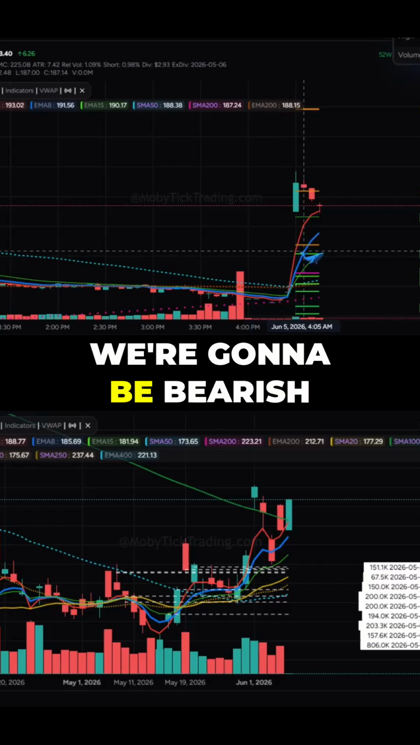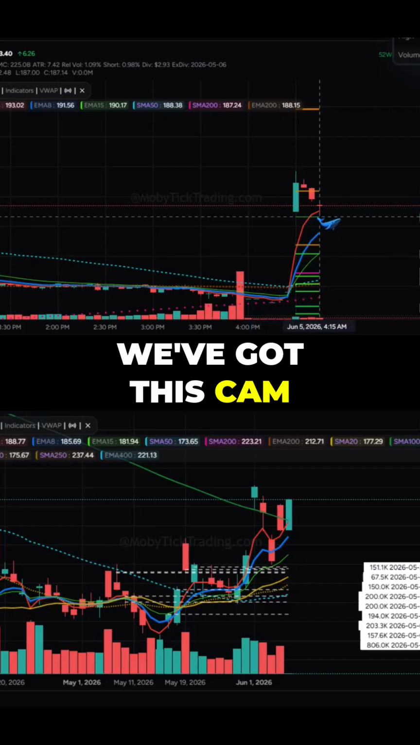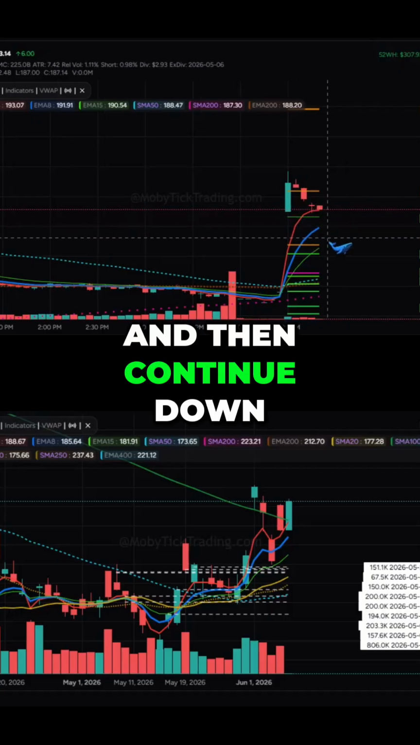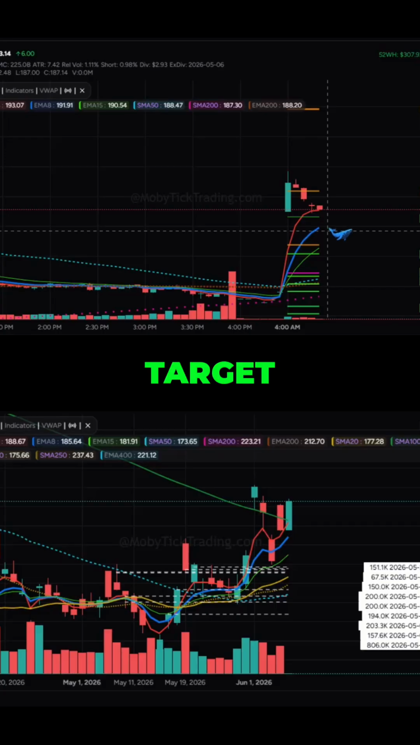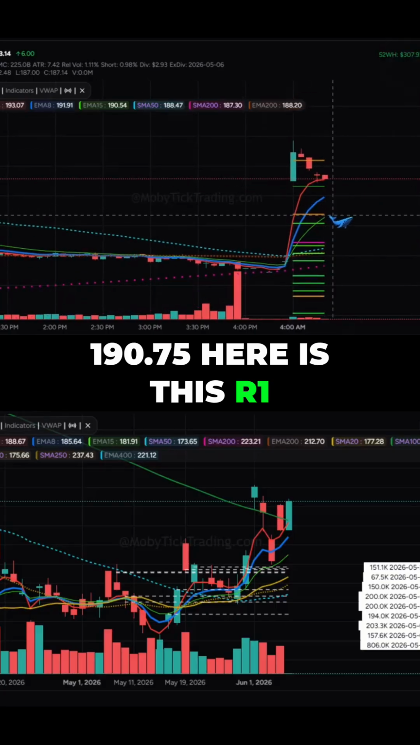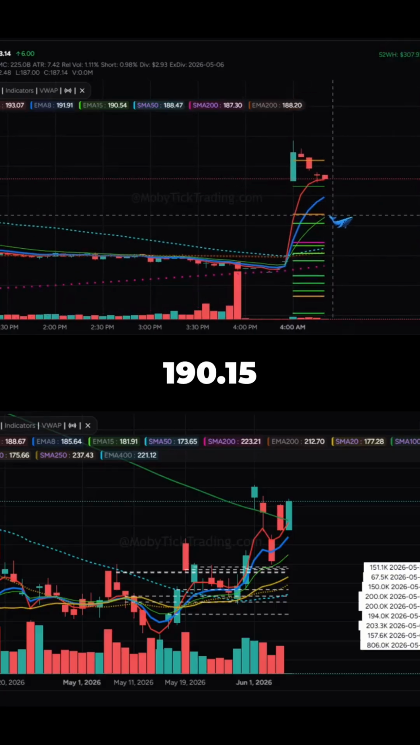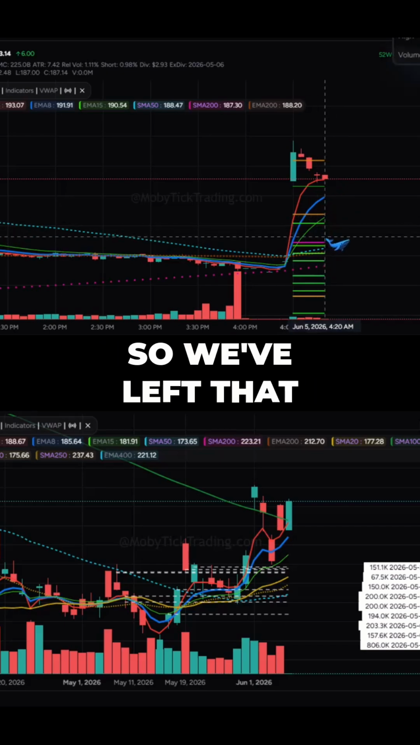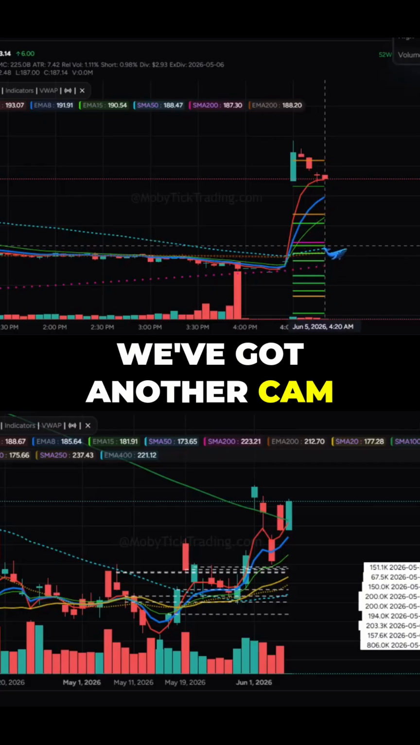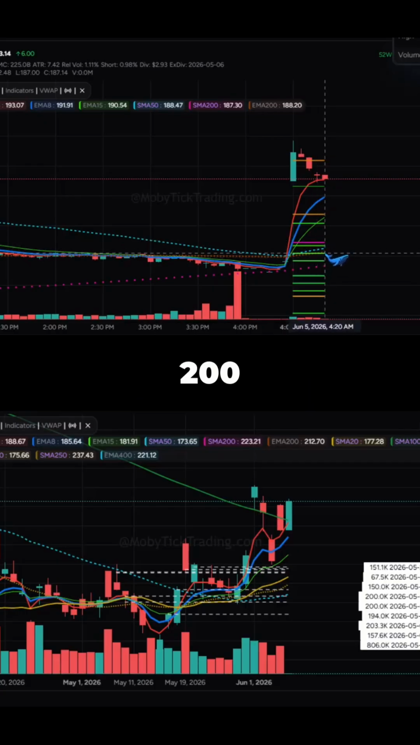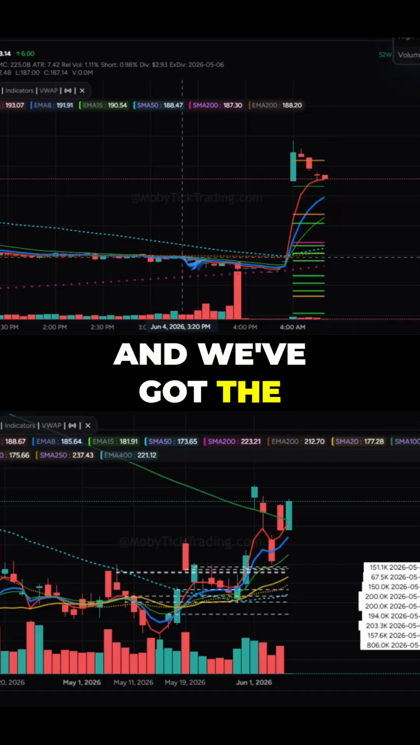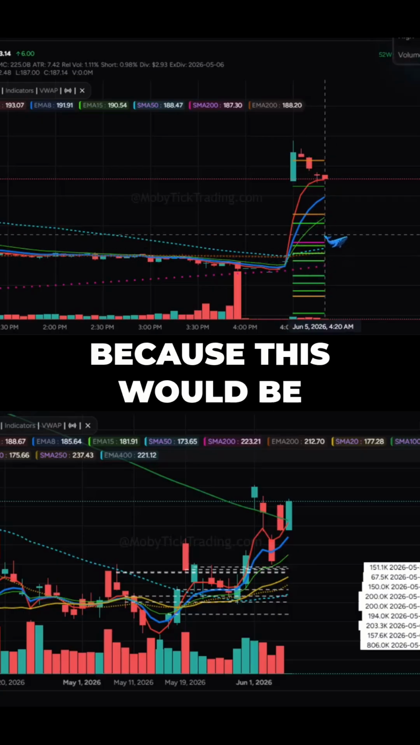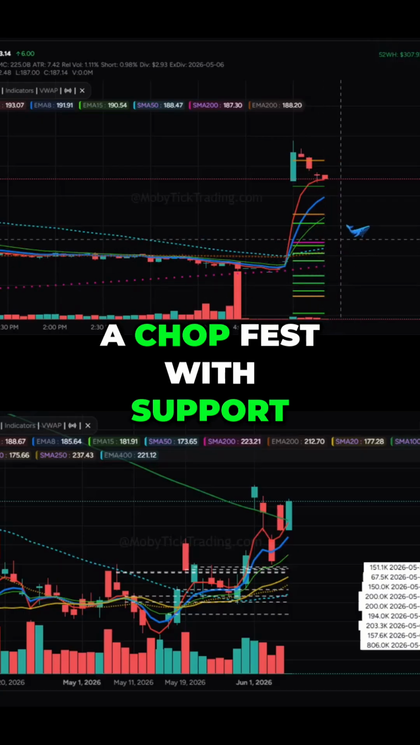Okay, on the downside, we're going to be bearish below 192.50. We've got this cam right here at 192.62, so we probably maybe break below, test it, and then continue down a little bit. So 192.50 target, 190.75 here is this R1. Then we've got 190.15, 188.87 is a retracement back to the pivot here. So we've left that, and then because look at this, we've got another cam, 50 simple moving average, 200 exponential moving average, and we've got the post-market support that's right here. So I've stopped right here because this would be a chop fest with support.